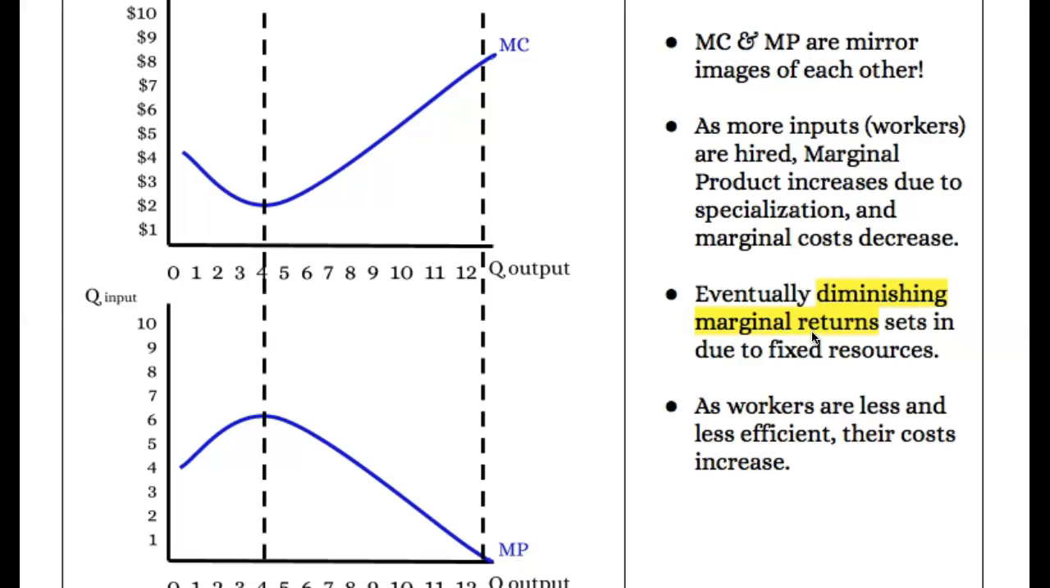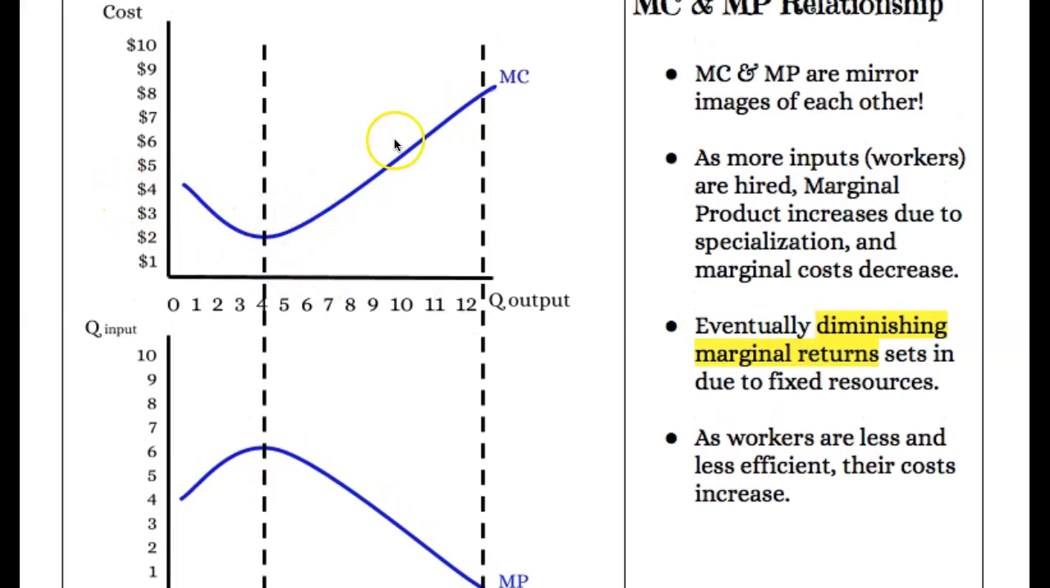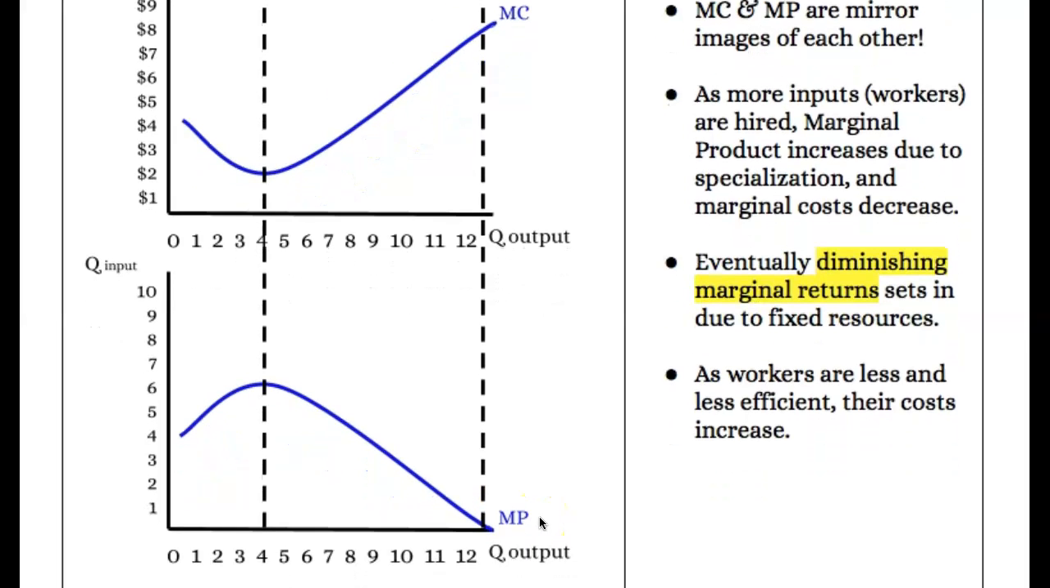And so from this, what I have is the marginal cost curve on the top and the marginal product curve on the bottom. Marginal cost and marginal product are mirror images of each other, so they should be related. If you're using the same data, they should look relatively related.